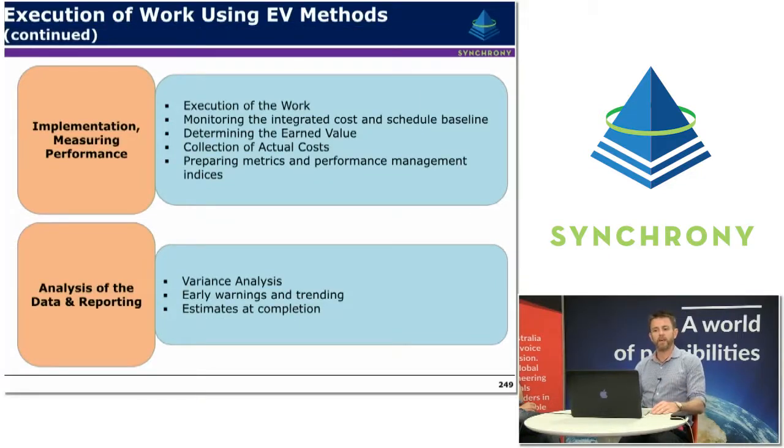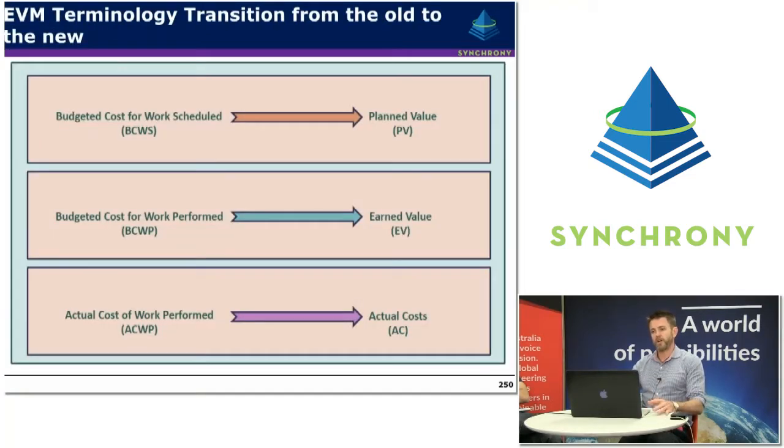Then the next step really is about implementation and measuring performance. And this is execution of the work, monitoring the integrated cost and schedule baseline, determining earned value or the amount of progress that's been made, collecting actual costs, and then comparing and creating meaningful metrics from the amount of progress that's been made and the actual costs to date. Analysis of the data and reporting is all about variance analysis, so actually quantifying some of those differences, picking up different trends and patterns and providing early warnings of them, and using that information to develop estimates at complete.